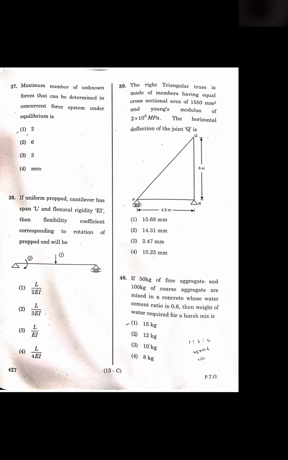Okay. Now the maximum number of unknowns that can be determined is 2. And if the uniformly loaded propped cantilever has a span L, this is the answer L by 2 EI. And then it is 15.68. If 50 kg of fine aggregate, then it is 15 kg.